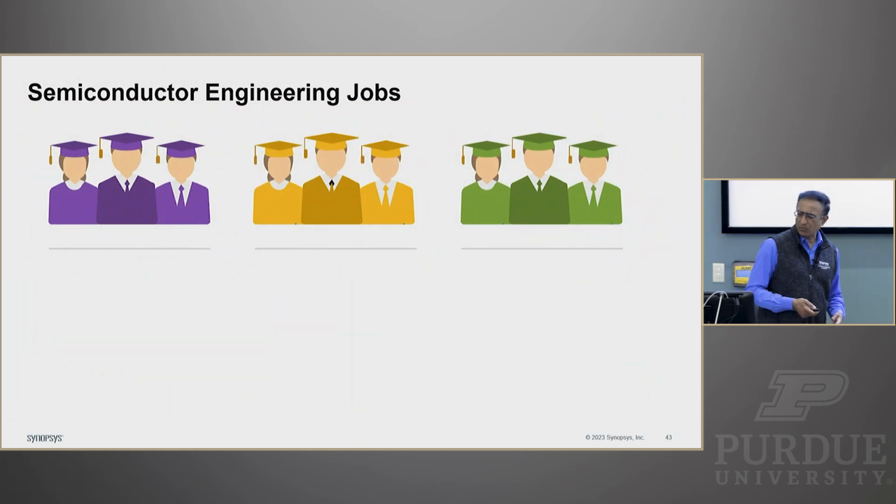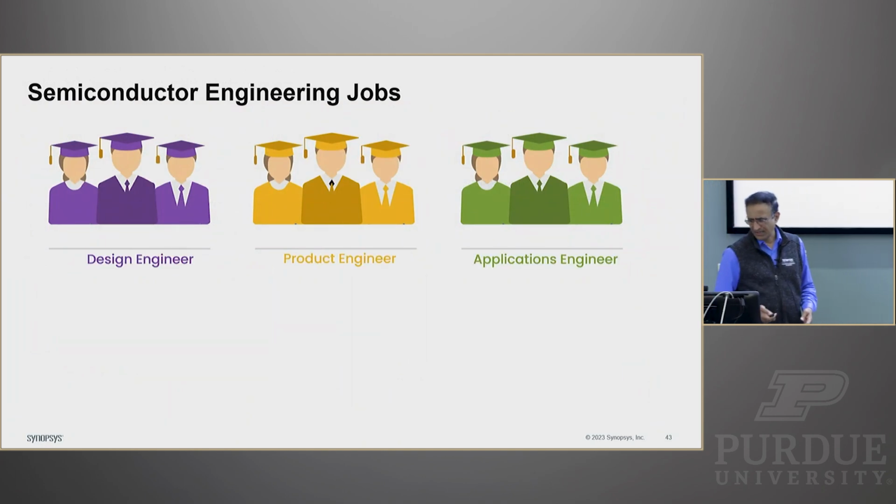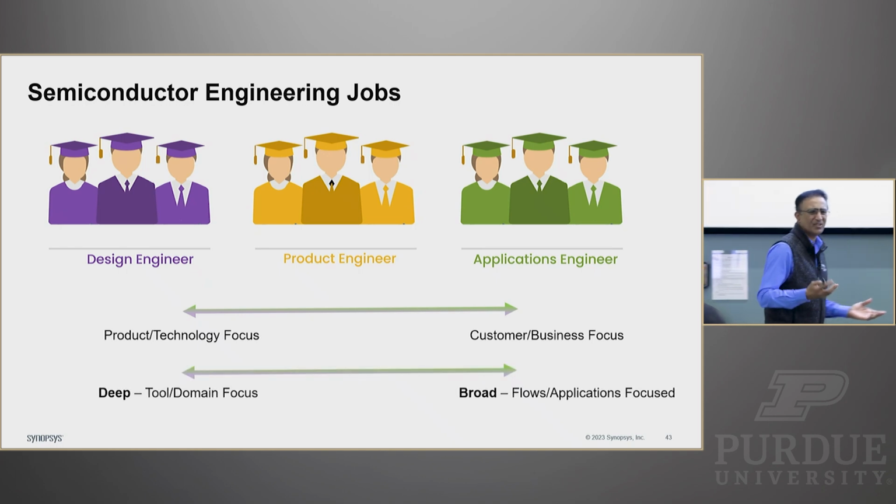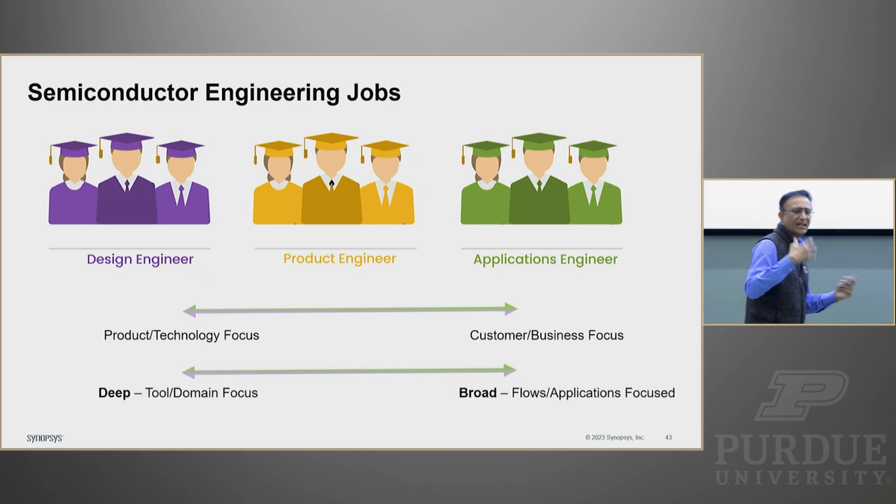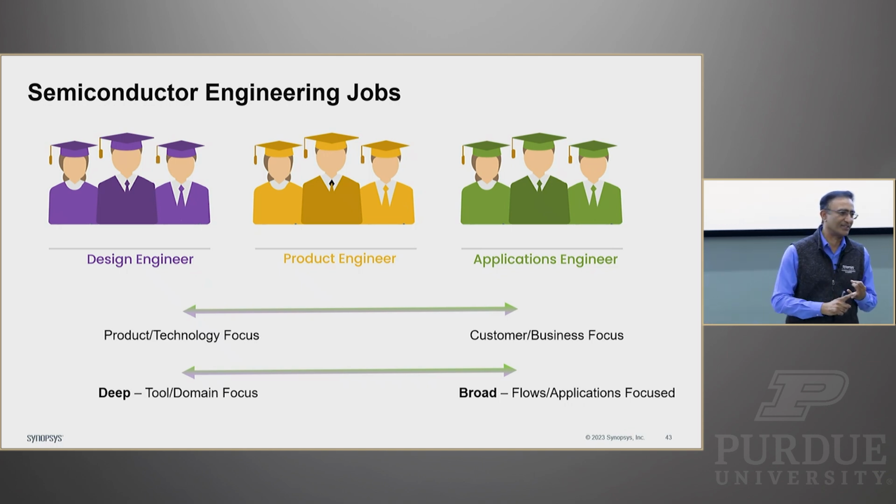Now, in terms of what kinds of jobs are possible, there are so many types of engineers. You may hear the title, I'm this kind of engineer, that kind of engineer: verification engineer, test engineer, packaging engineer, et cetera. But I broke it down into three broad areas. Either I build something, or I make it useful, or I deploy it at the customer site. So either you're a design engineer or a product engineer or an applications engineer.